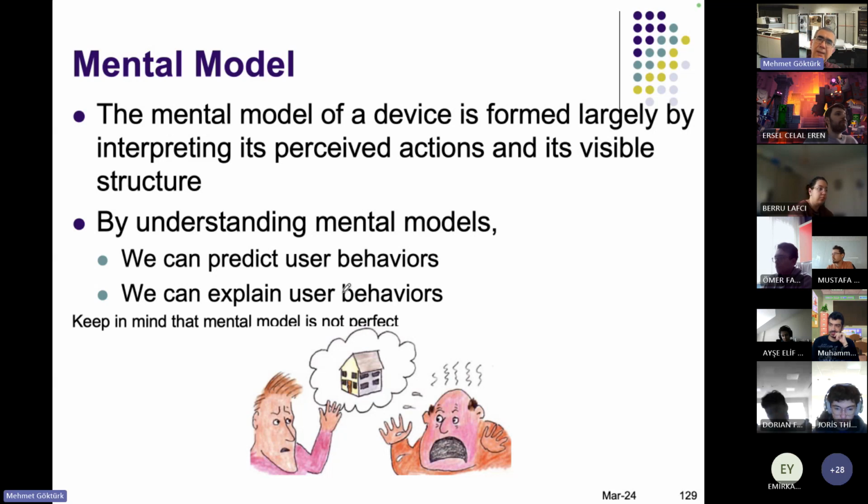So if a user is making mistakes, it is due to an incorrect mental model, because the person believes that what he or she is doing is correct. Nobody is eager to make mistakes. Nobody wants to make mistakes. So as you make mistakes, you believe that it is correct. How do you believe that it is correct? Because your mental model says so.